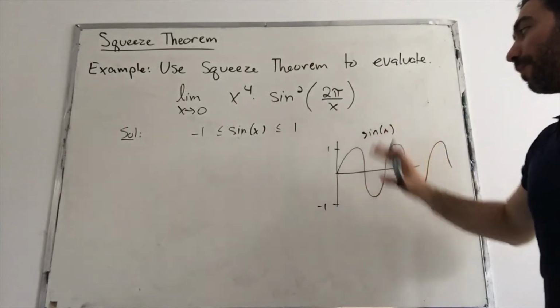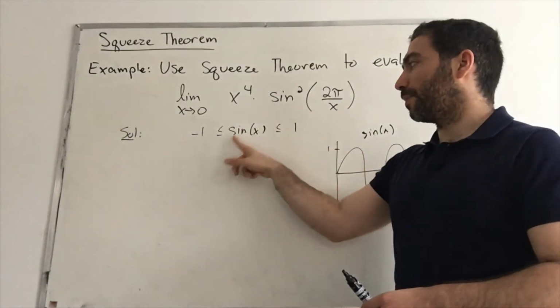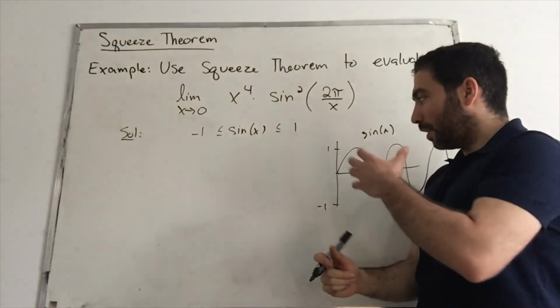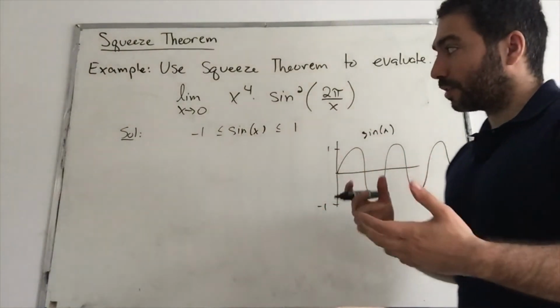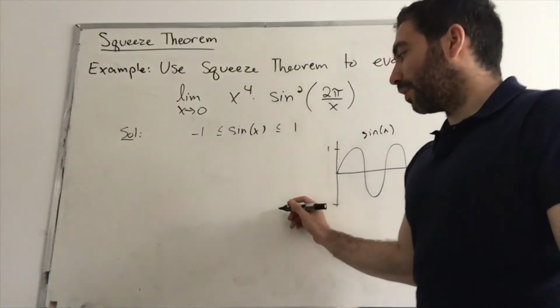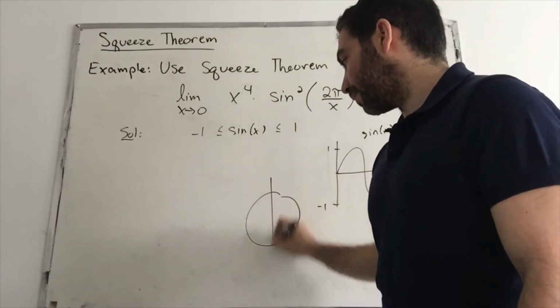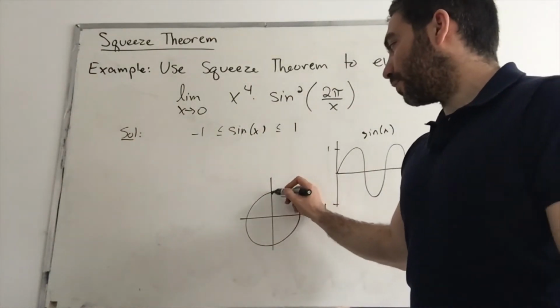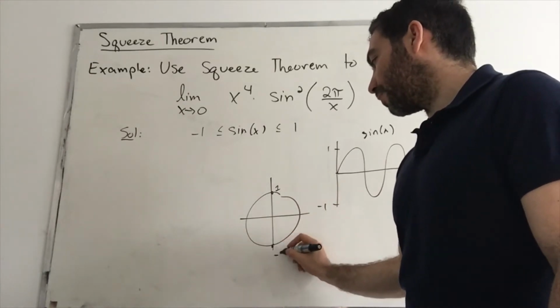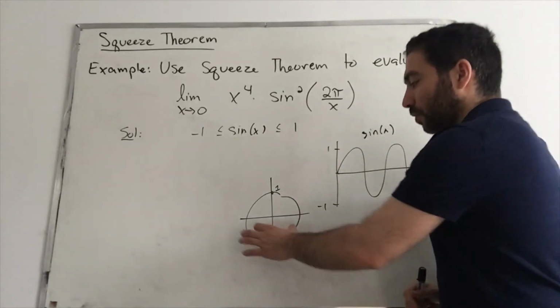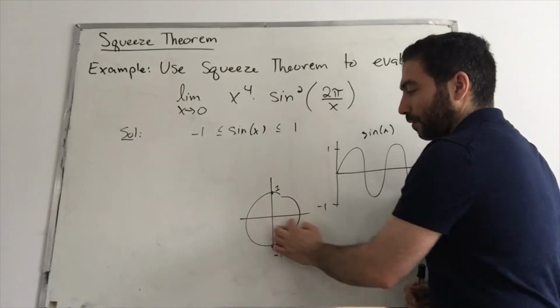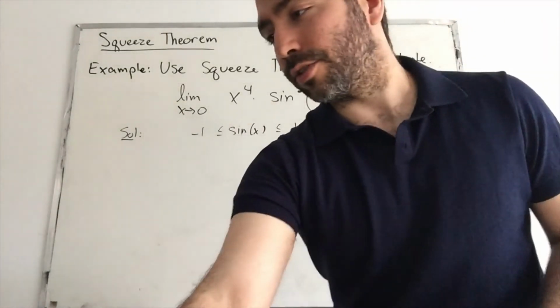So this you should know. We're just using the fact that it's bounded between -1 and 1, if you don't believe me. Or you could also use the argument of the unit circle. If we're looking at our unit circle, our y values, the highest value is 1, the lowest value is -1, because sine is read on the y. Same for cos. Cos is read on the x, so it goes from -1 to 1. Those are the extreme values.